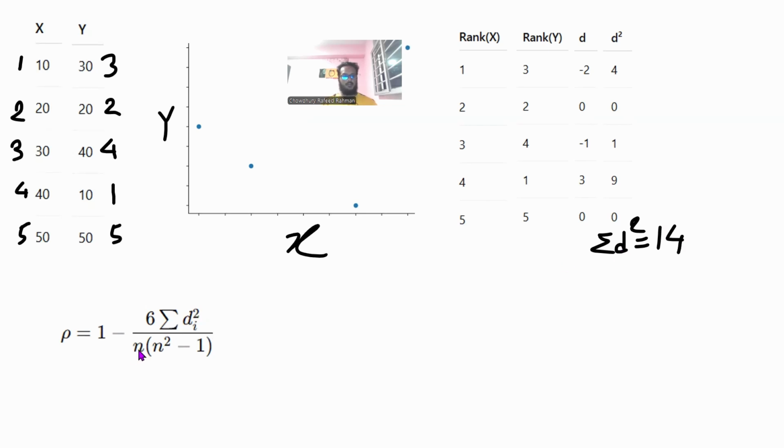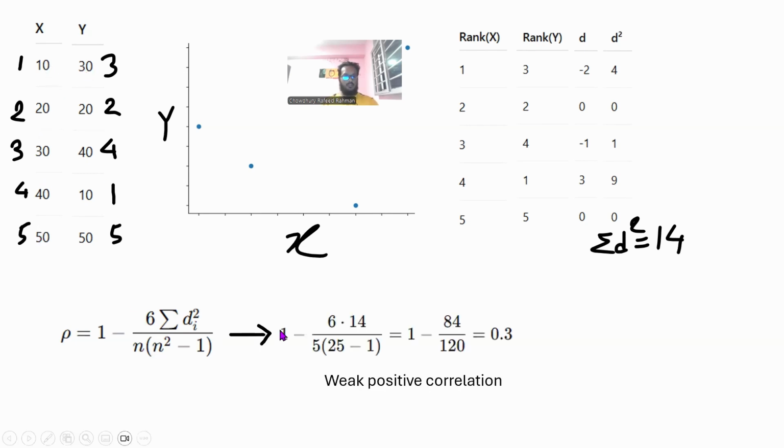And n is basically number of samples. So you can see that there are 5 samples here, 5 xy pairs. So n is going to be 5. So you can plug in these values here and you can see that we are going to get 0.3, which is a weak positive correlation. So I think so good so far.